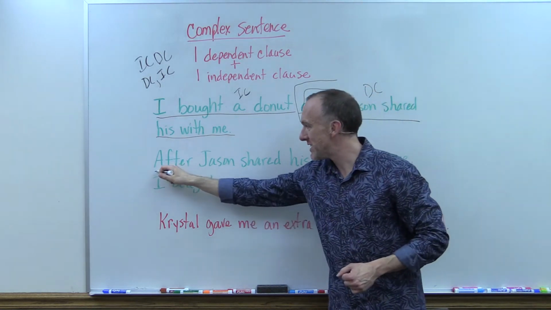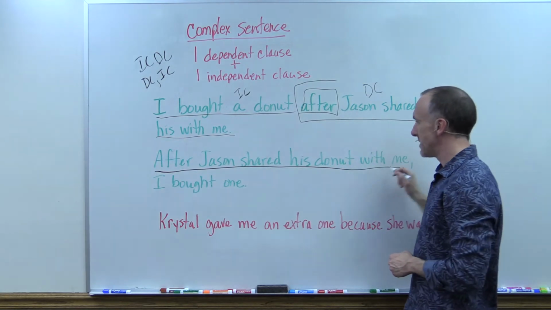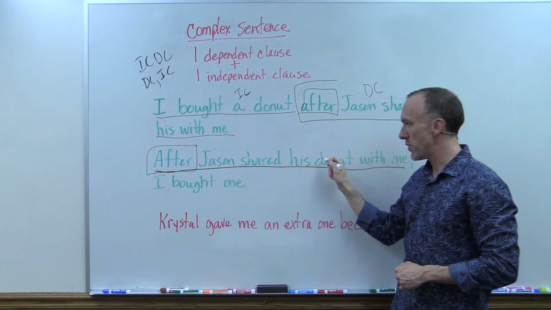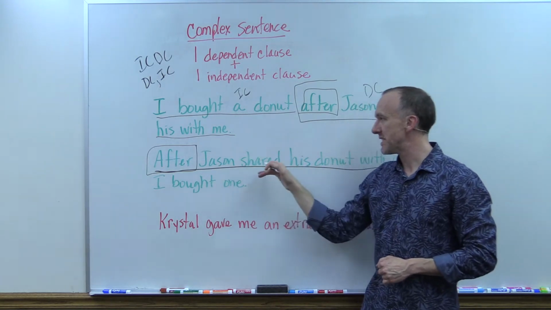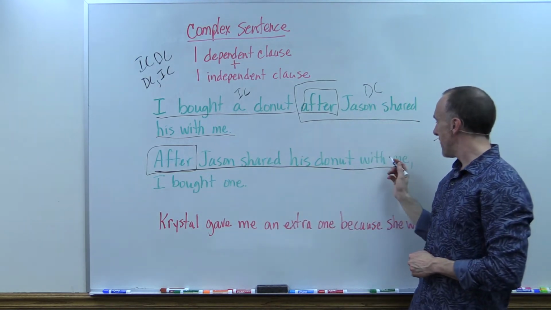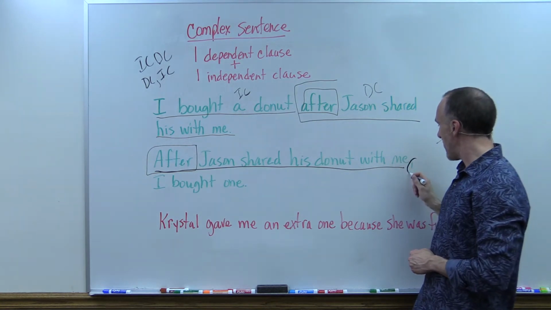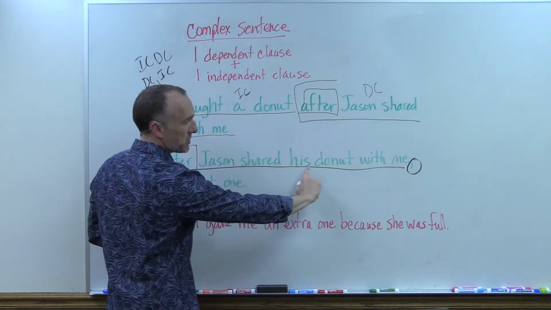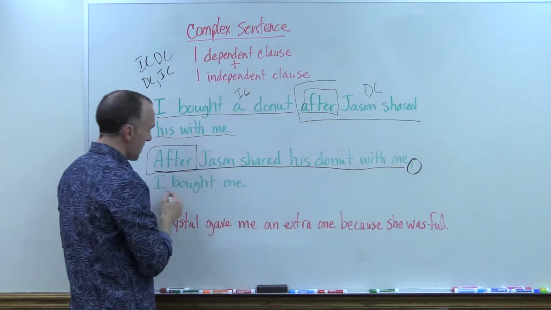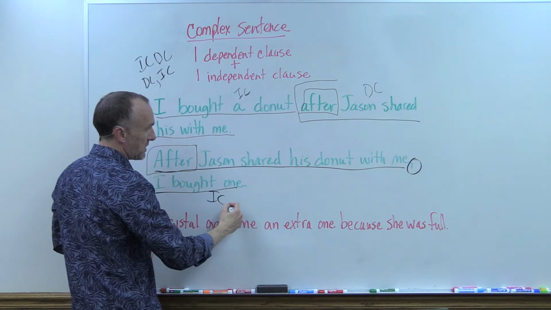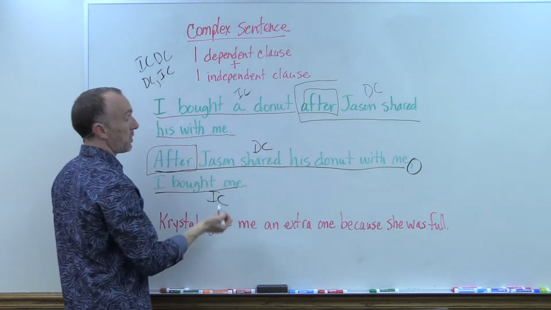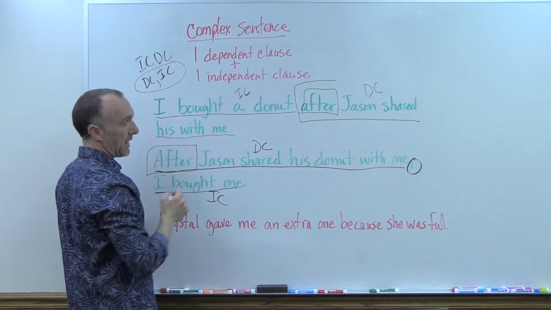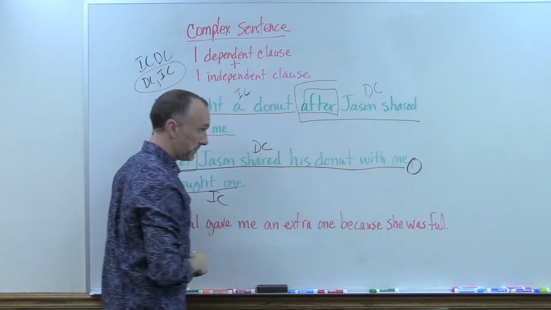So here we have a dependent clause. We have the subordinator that starts, and we know that it has a subject and a predicate because we can see it, a subject and a verb. Now we're ready to look at this comma here. Let me switch to this side. After Jason shared his donut with me, comma, I bought one. So we have the independent clause here and the dependent clause, which fits this structure. And we have to separate them with a comma.